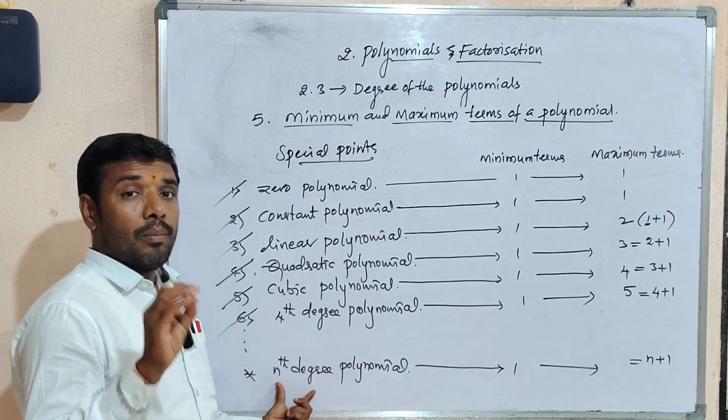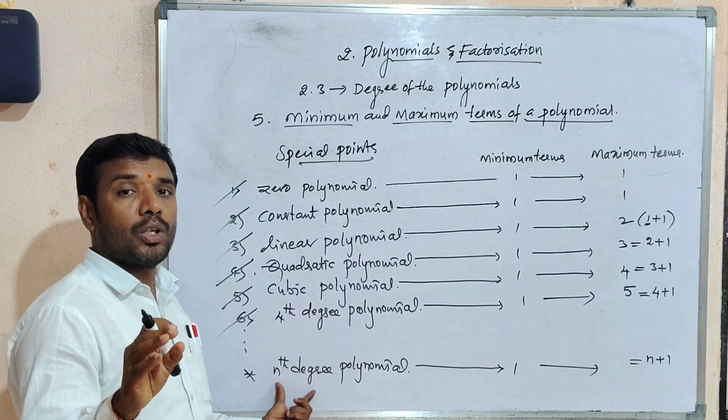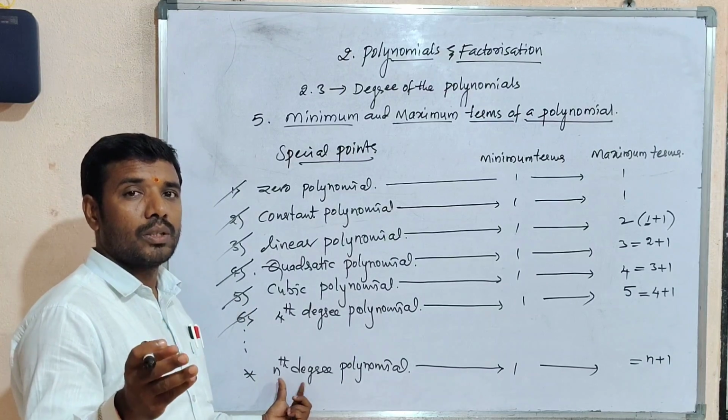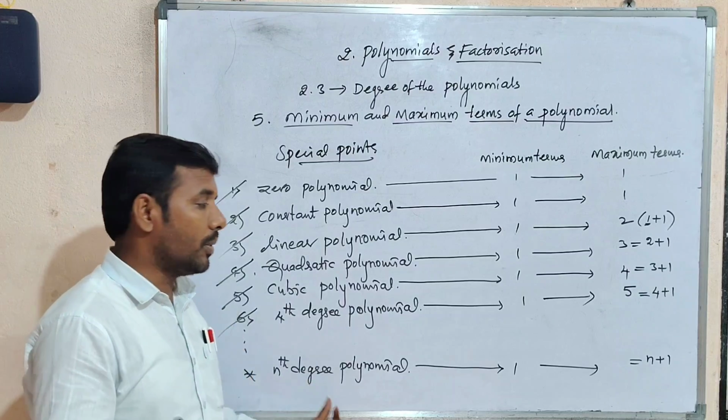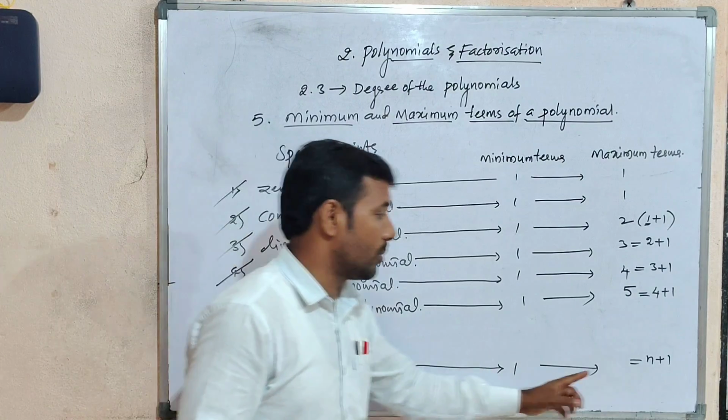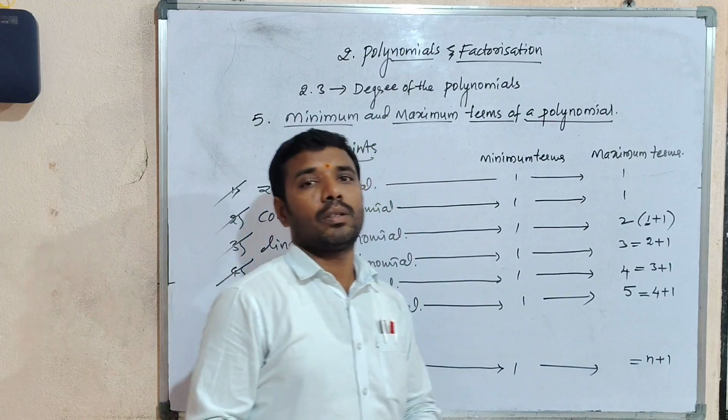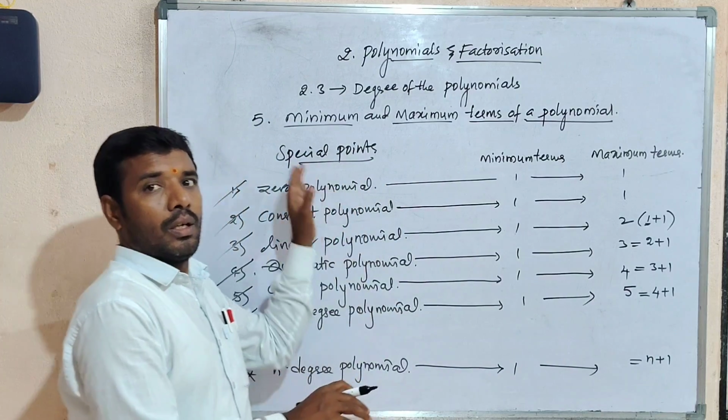Similarly, maximum terms of an nth degree polynomial is equal to its degree n plus 1. That means maximum terms of the nth degree polynomial is n plus 1. Right, students, listen. Okay.